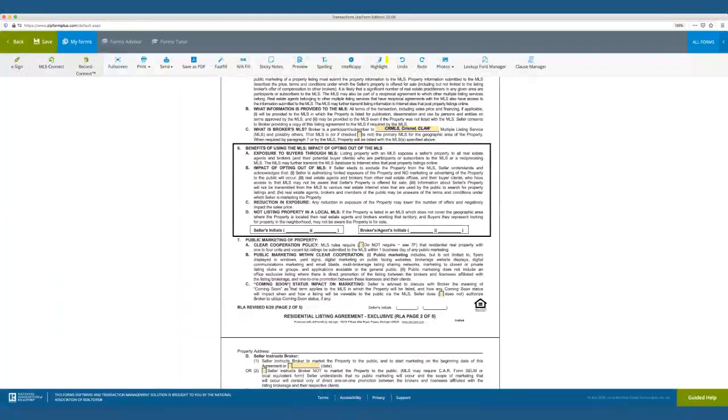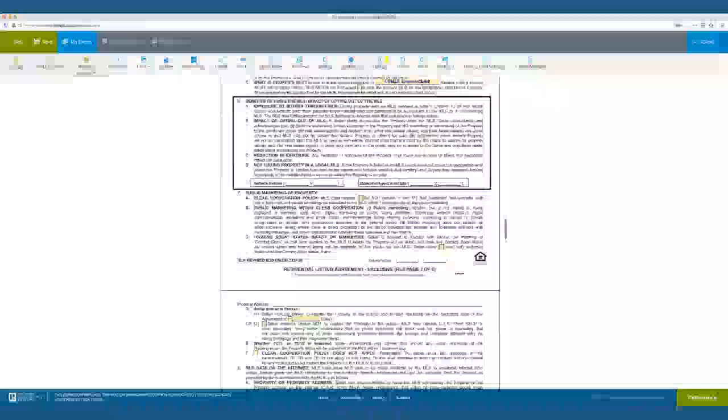So public marketing is basically marketing outside of your brokerage: putting a sign out, digital marketing, social media, putting it on third-party websites like Zillow and Trulia and all those. That's public marketing. Anything that is shown to the public outside of your individual brokerage. So that's what public marketing is.